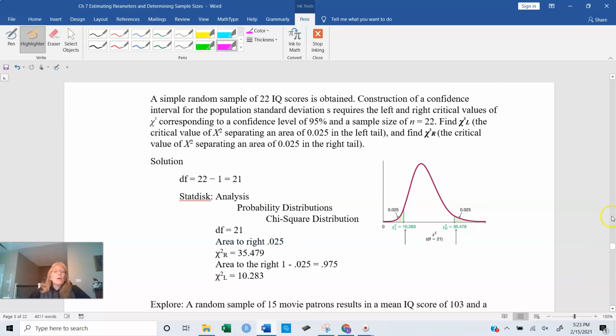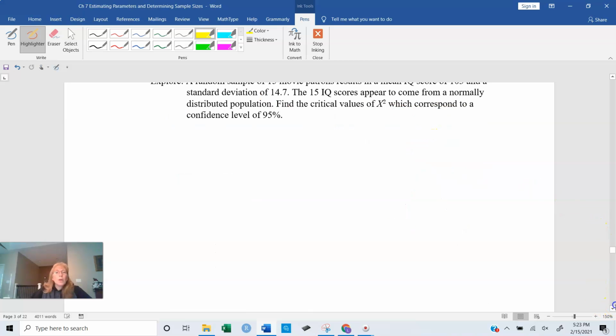All right, we have a simple random sample of 22, so our degrees of freedom is 21. We are going to construct a confidence interval. We'll be using StatDisk to do this. We have to do the left and the right critical values. We cannot do them together. Chi-squared of a 95% confidence interval, and we have to do chi-squared of the left and chi-squared of the right. They will be different since they are not symmetrical.